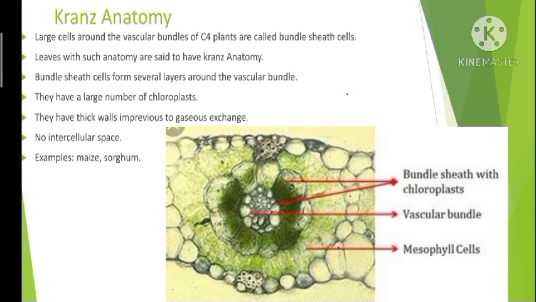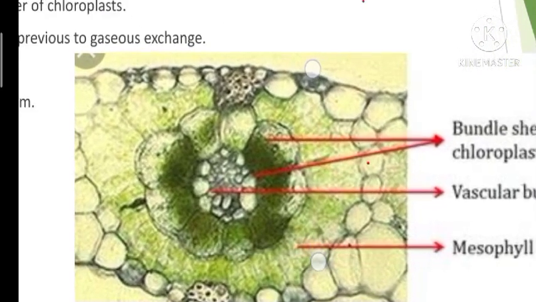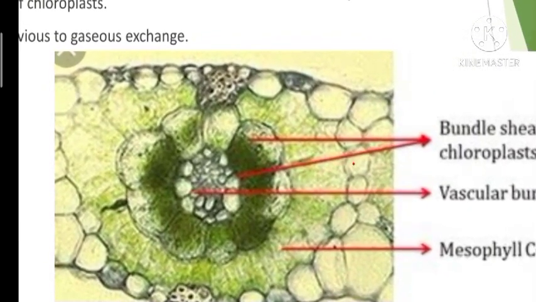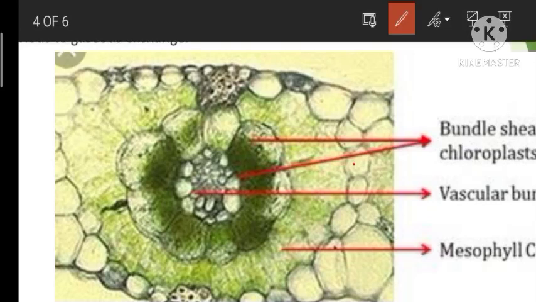One special feature of the C4 plants is their leaves show Kranz anatomy. What is Kranz? Kranz means a wreath. That is, their bundle sheath cells are arranged in a wreath-like manner. Wreath-like means you can see here, that is somewhat in a circular manner. The bundle sheath cells will be arranged. So these are the bundle sheath cells. So they are arranged in a circular manner around the vascular bundle.